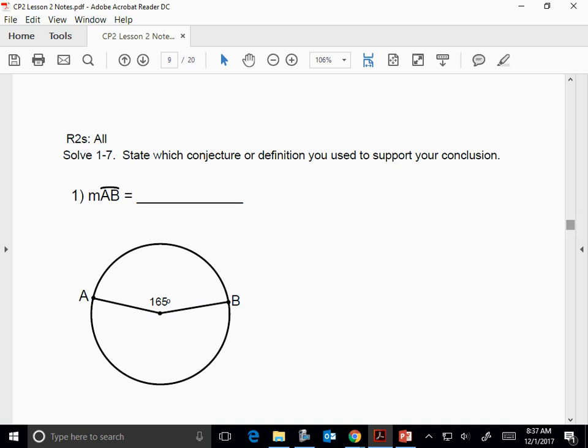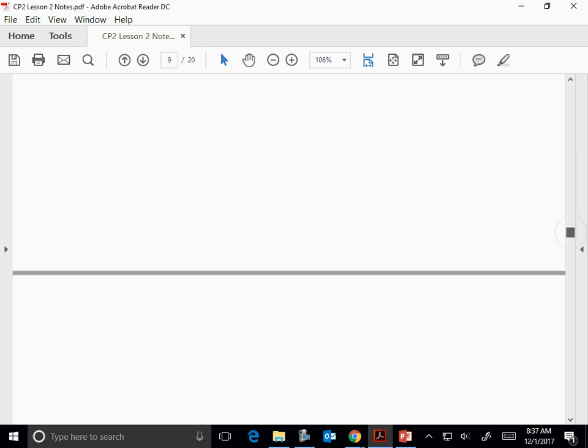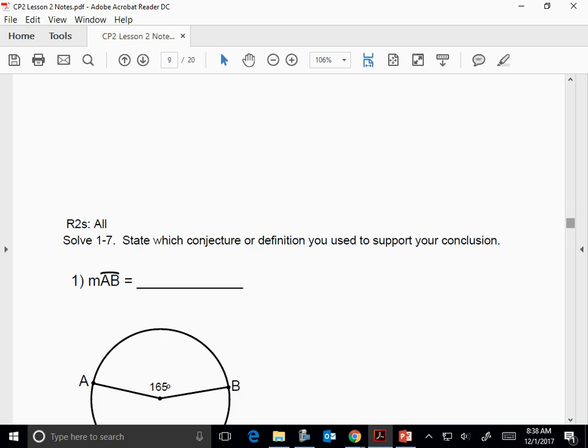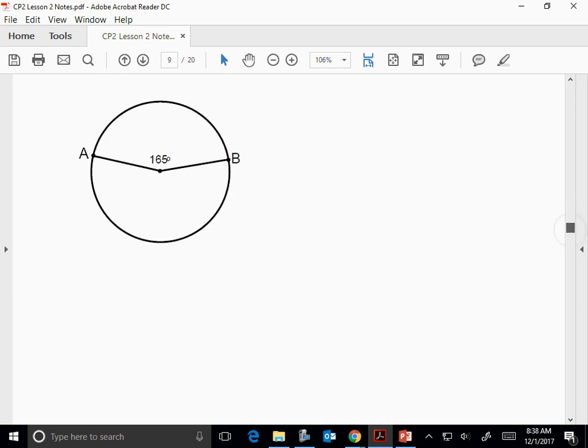And that's it. Should we do a couple of these problems together? Yeah, sound good? What would be the measure of AB? 165, right? That's a central angle, so AB would be 165. Let's note where AB is. Would AB be the long way or the short way? Yeah, it has to be the short way, right? We always use two letters for the minor arc. Okay, so that'd be 165.